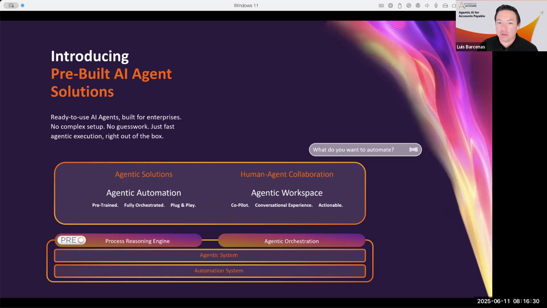And also within this new reality, the human-agent collaboration becomes much more important, right? Because a lot of these experiences now with AI are much more conversational, right? They're much more embedded. They're actionable, right? It's not just about retrieving knowledge or answering simple questions. It's about executing actions and executing work across all of the different systems and across all of the different apps that you use.